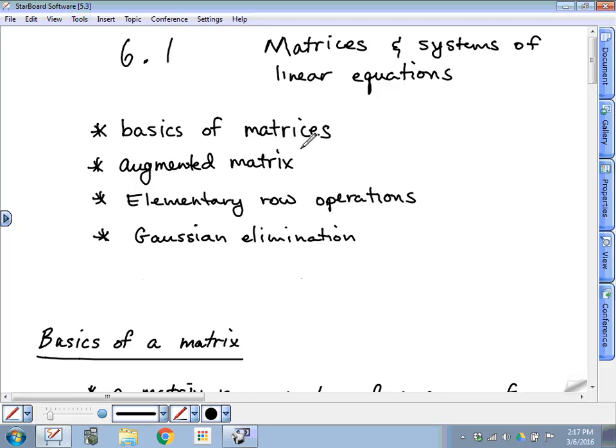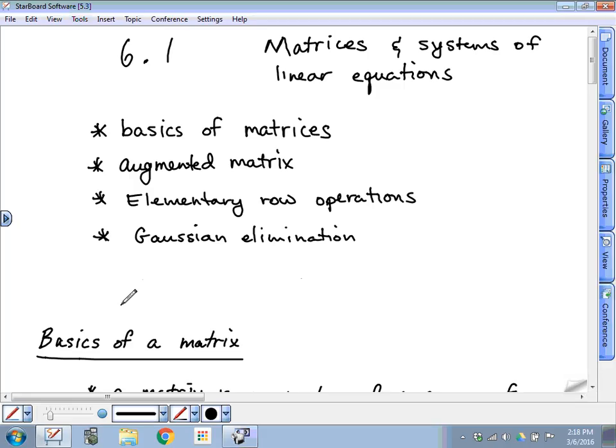6.1, 6.3, and 6.4 introduce new ways to solve a system of equations. I'm not claiming that they're better or easier ways, they're just different ways in addition to substitution and elimination. And these new ways involve using matrices. So 6.1 is an introduction to what a matrix is and introduces a new method of solving a system of equations, which is this last topic here, Gaussian elimination. So we need to talk about the basics of a matrix.